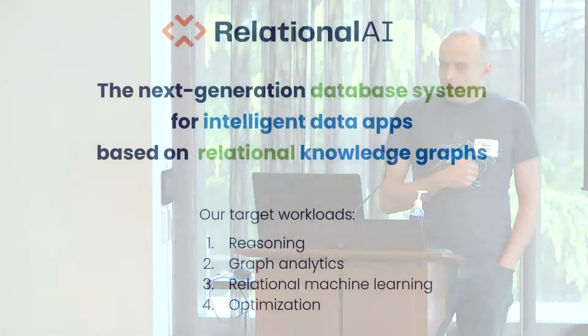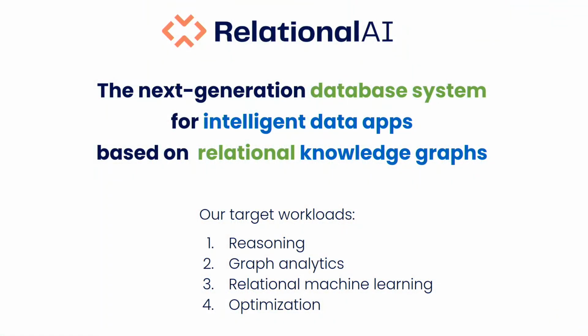I do need to say briefly what we actually do. So we built a database system. It's for intelligent data apps. We'll get into what we mean by that. And they're based on relational knowledge graphs. So think of it as knowledge graphs in a relational setting. We intend to support a few target workloads: reasoning, graph analytics, machine learning, optimization. So that's the space we're in.